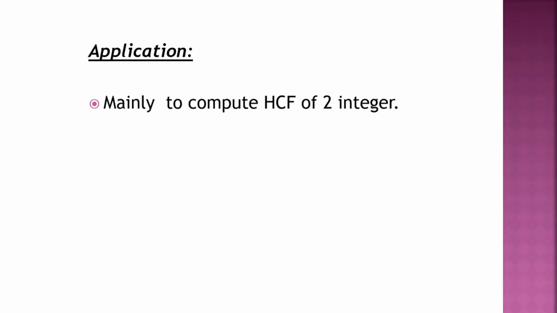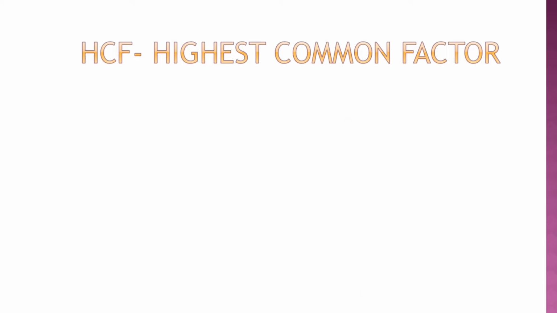Now, the applications where we are using this Euclid's division algorithm. We are using Euclid's division algorithm to find the HCF of two numbers. In our earlier classes, we learned the HCF of two numbers in a normal method, but here they are using Euclid's division algorithm to find the HCF of two numbers. So now we will see about HCF. HCF is the highest common factor.